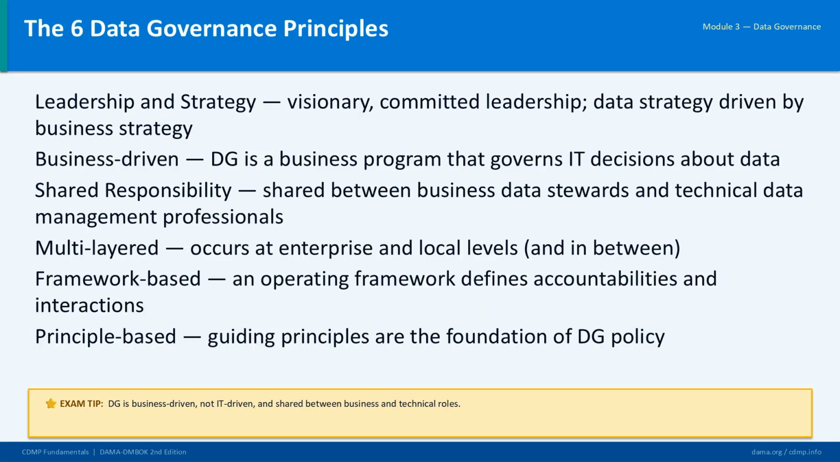Data governance rests on 6 guiding principles. 1. Leadership and strategy. It starts with visionary, committed leadership, and the data strategy is itself driven by the business strategy. 2. Business-driven. Data governance is a business program, and it governs IT's decisions about data as much as it governs the business's interaction with data.